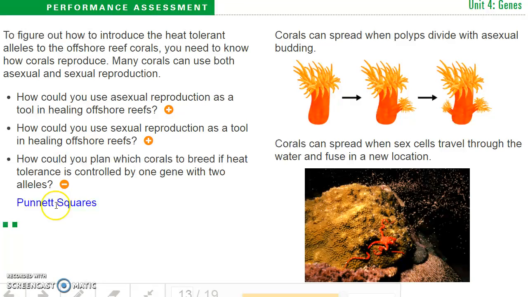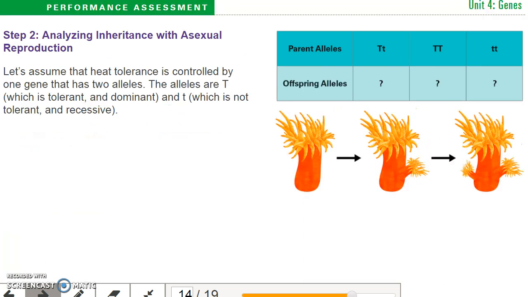Okay, let's keep moving forward here. Step 2. Let's assume that heat tolerance is controlled by one gene and has two alleles. The alleles are capital T, which is tolerant and dominant, and lowercase t, which is not tolerant and recessive. By the way, if I haven't said it already, you can be following along on your interactive student notebook pages. Make sure you're in the performance assessment after lesson 10.